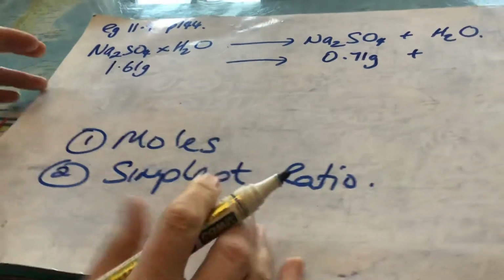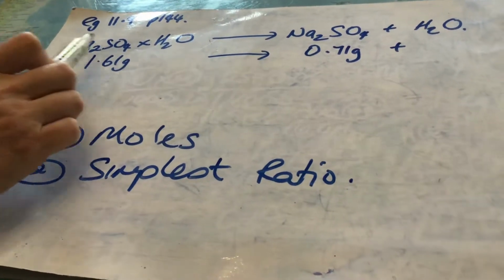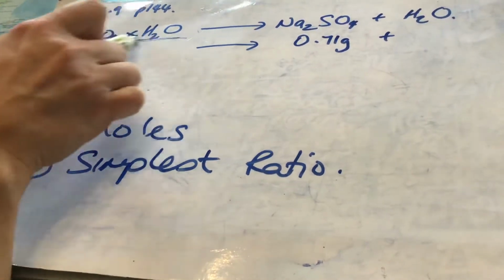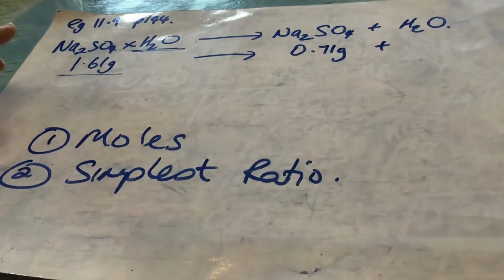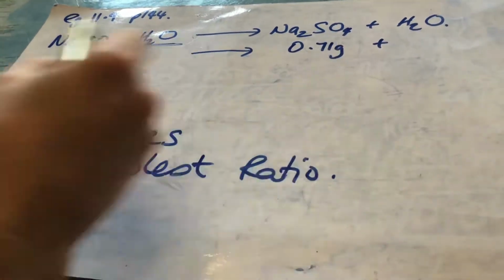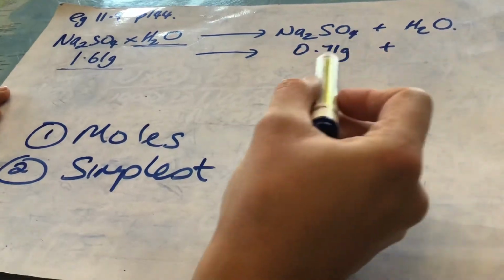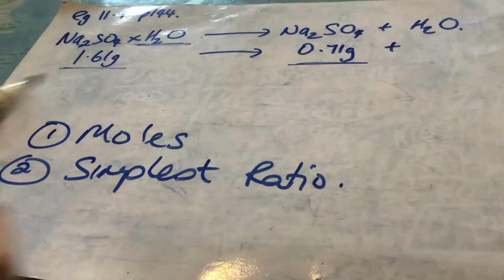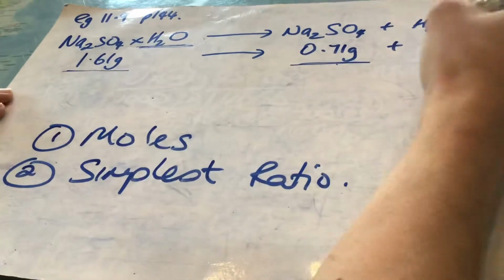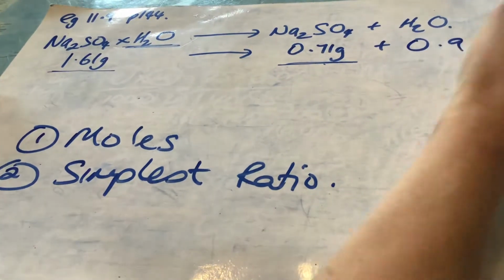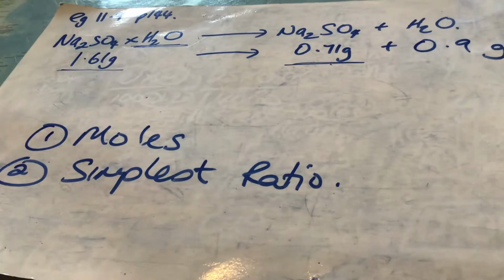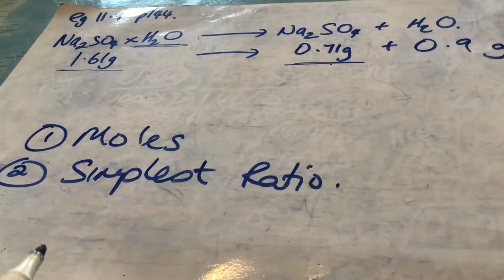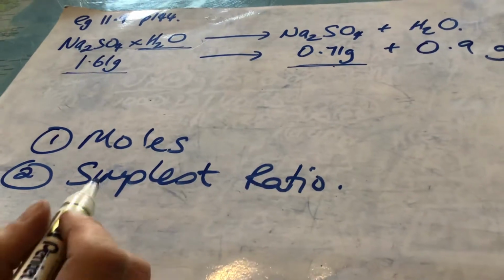Okay, so in this one here, look, you've got sodium sulfate. It doesn't matter what the substance is, but it's hydrated, it's got water attached, and they're telling you that you've 1.61 grams of that, and then when they heat that, it breaks up, if you like, into 0.71 grams of the anhydrous sodium sulfate. And then by subtraction, you're going to get 0.9 grams of water, okay? Now, how will we find the value for X, or the simplest whole number ratio? Well, you get the number of moles.